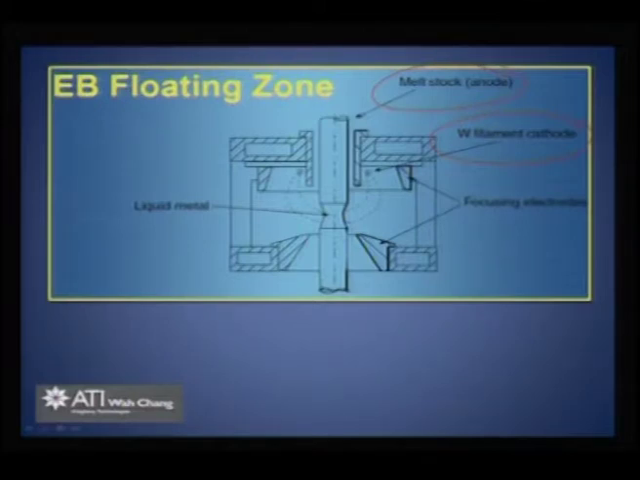So, this has to be conducting in order to make this an anode. This is your feed, what we call, and this is your seed with the interface, and in between you can see the liquid melt, which is melted using a filament. But in order to focus it only on this region, otherwise the whole feed can melt, you also introduce some optics here, which we call focusing electrodes. So, you try to bring it in such a way that the focus is only on a very small interface.